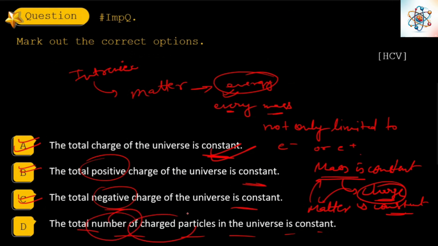The number of charged particles does get created and changed, like electrons or protons become some other particle. So that is something which is created. So the number is not something which is constant, but the total charge of the universe is constant. Did you get that point?